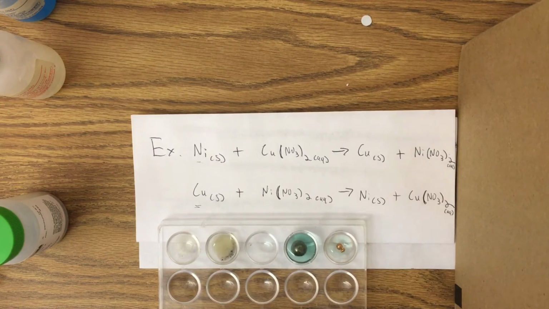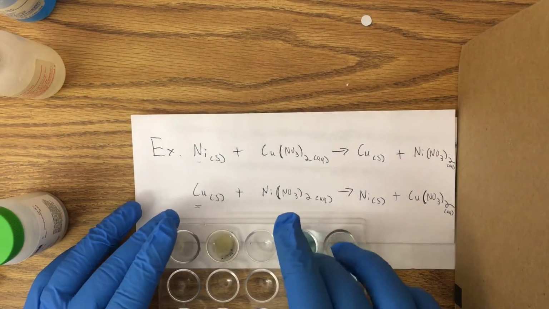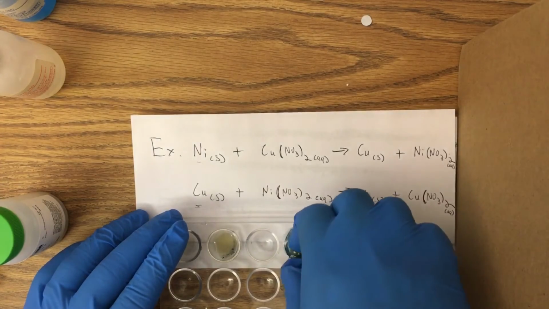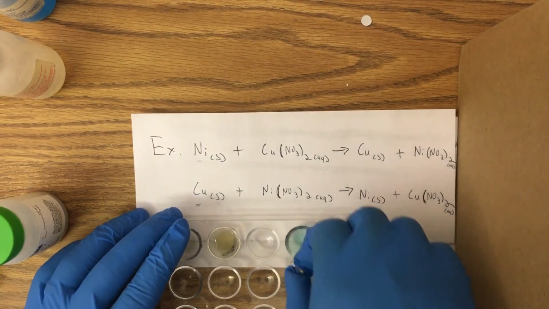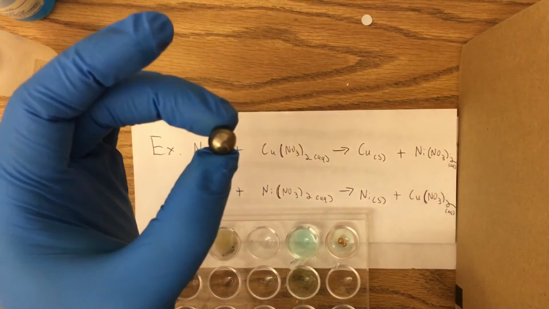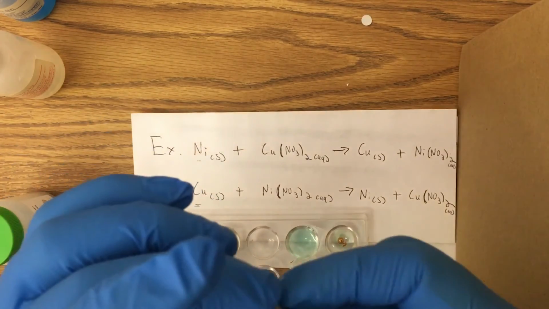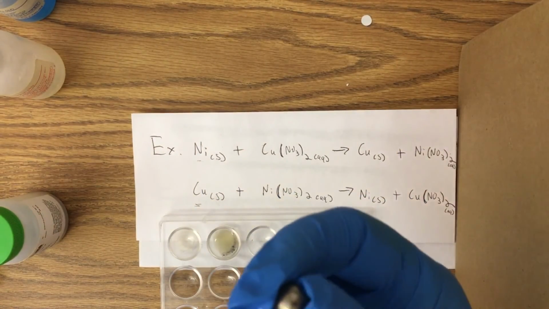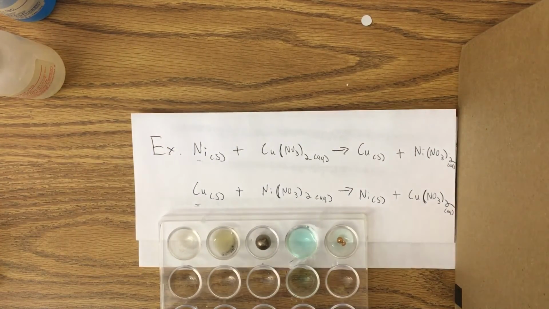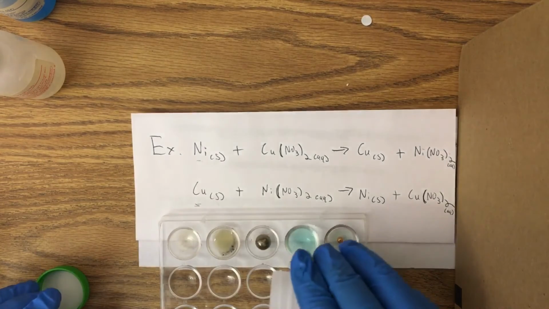So we'll take a little look at these metals after a couple of minutes and see what has happened to them. I think I'm already seeing a little bit of change with this nickel. So let me see if I can pull it out here. And voila. What we see is this piece of nickel is very different than the nickel that we started with. In fact, there's a layer of copper deposited on the surface of the nickel. I'll set these both down in the well plates so that you can see the difference.